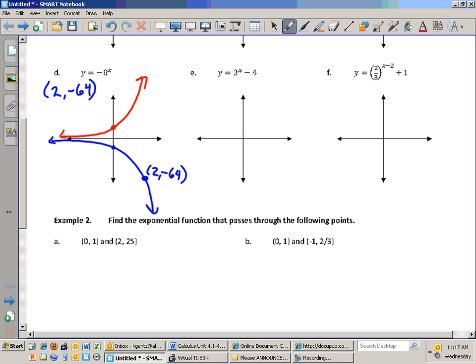And again, it does pass through 0, -1. Again, the red graph would be kind of the parent function, so to speak. You don't have to graph that. The blue one's the actual graph we're looking for. Any questions on that?